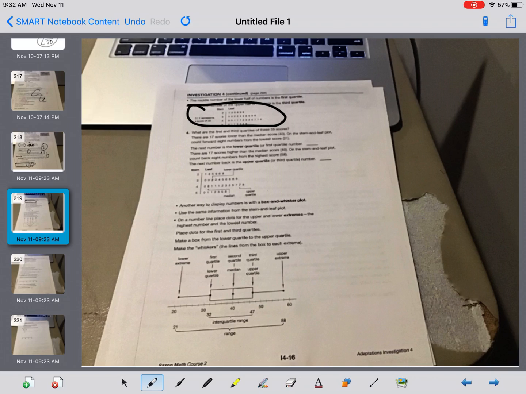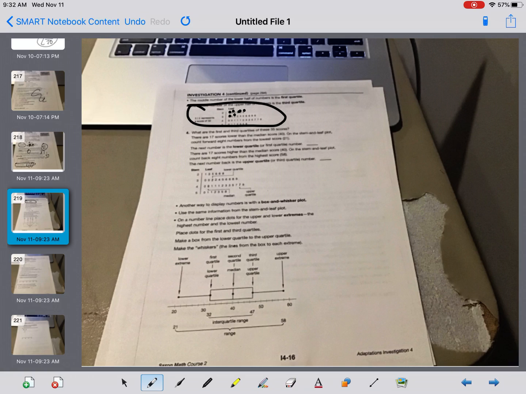They said 40, so we did the front side right. On the stem and leaf plot, count forward 8 from the lowest one. So we took 17, we divided it by 2, we got 16 and a half. So now I'm counting up 8. I'll try to tap it out on the screen so you can see that, guys. Do it on your own piece of paper.